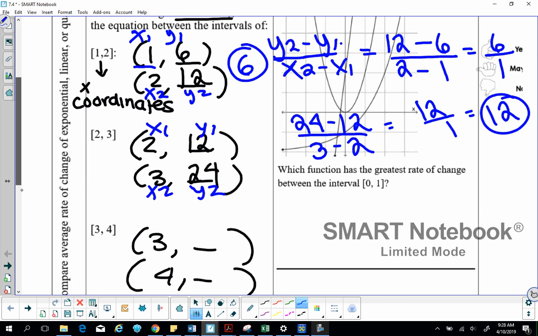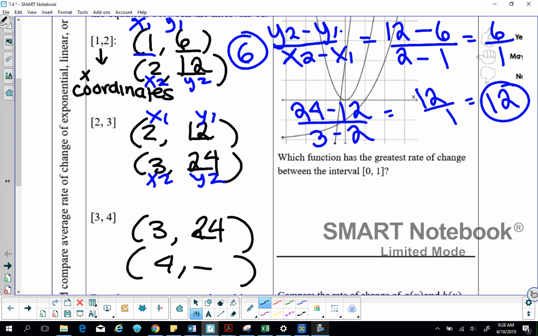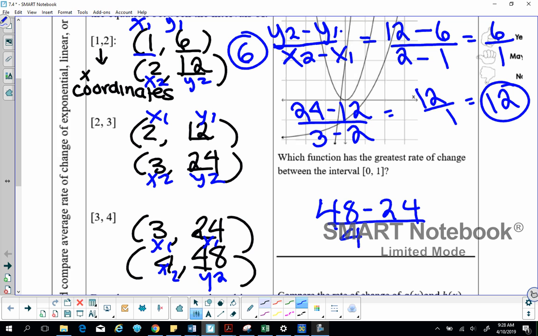For the last one, I do the same thing. I know 3 is 24. You already found that. What's 4? 48. Beautiful. David, how do I label them? How do I label my points? What do I put under this? What's this one? Beautiful. And then I plug it in that slope formula. What do you end up getting? 24 over 1, which is 24.